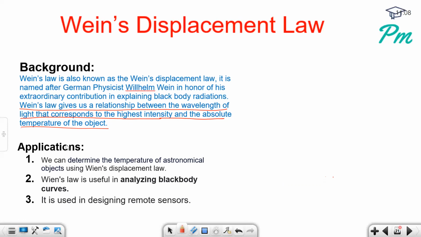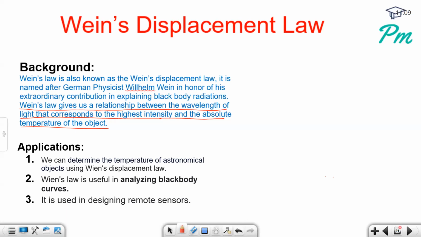Okay, so there are some applications. What are the applications of Wien's law? First, we can determine the temperature of astronomical objects using Wien's displacement law, like the temperature of the sun, stars, etc. Then Wien's law is useful in analyzing the black body radiation curve. Then it is used in designing remote sensors, and there are many more applications, but these are very important.